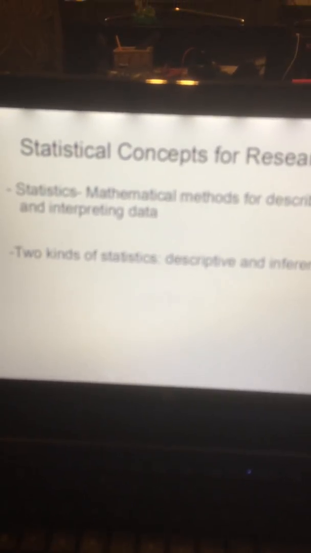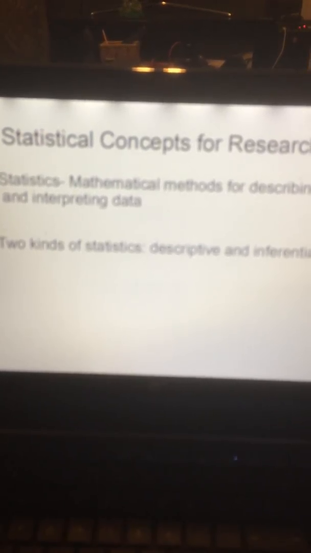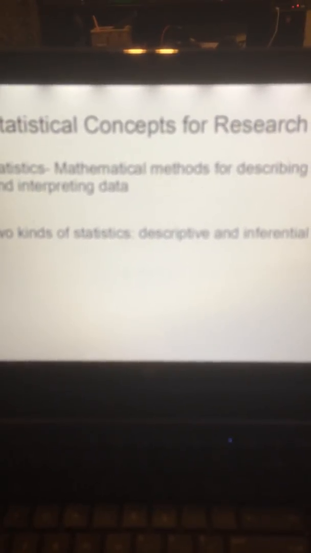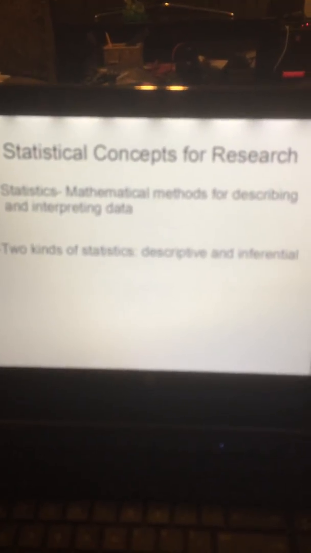So we talked about how we form studies, why we do it, and what types of studies there are. Let's talk about statistical concepts. Now, statistics are the backbone for every science there is out there, so it's good that you understand the basics today. These are mathematical methods for describing and interpreting data.